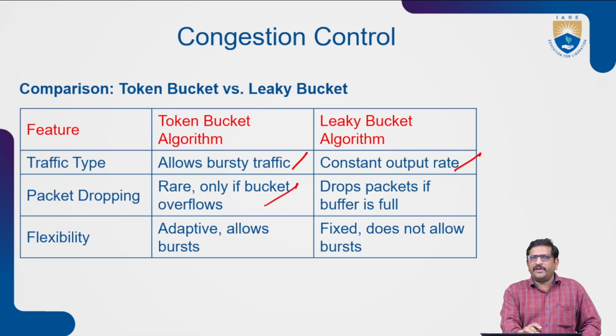If it is overloaded, the client devices are put in a waiting state. That's why packet dropping is very rare. In the leaky bucket, packets are dropped if the buffer is full; whenever the buffer is full, the packets will be dropped. In terms of flexibility, the token bucket is adaptive and allows bursts, while the leaky bucket algorithm is fixed and does not allow bursts.